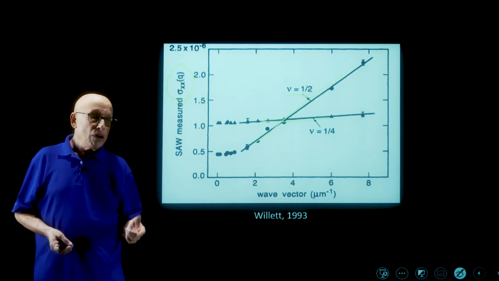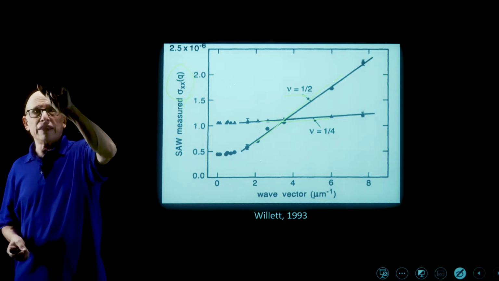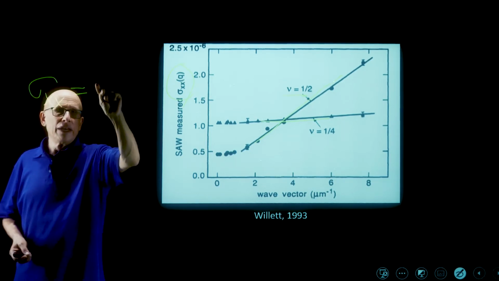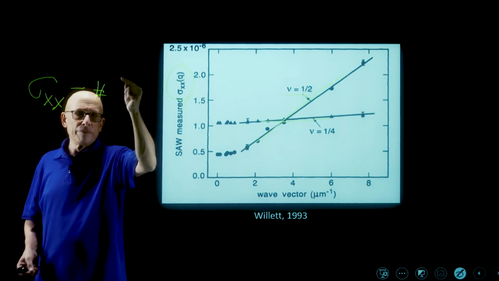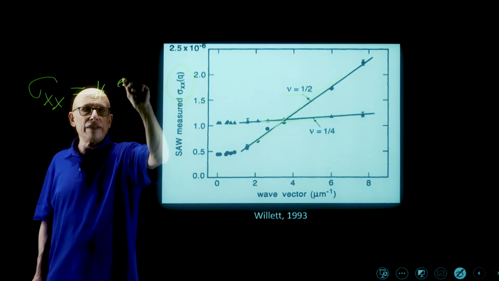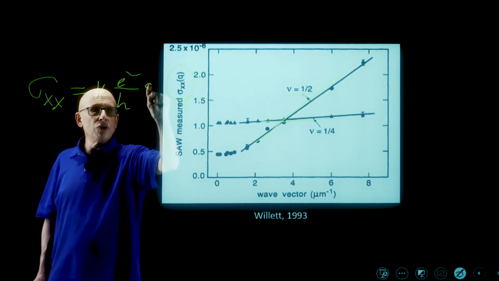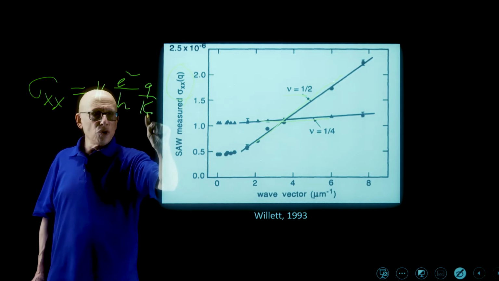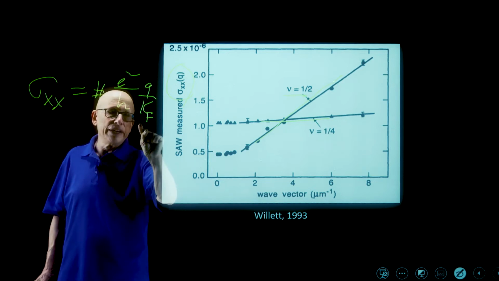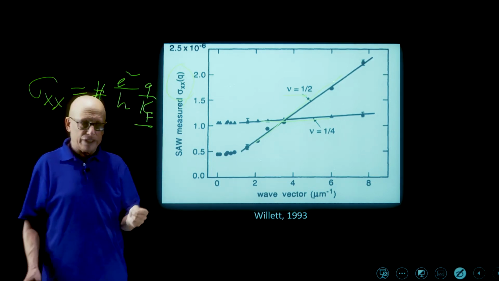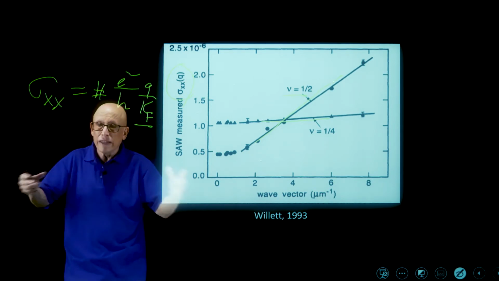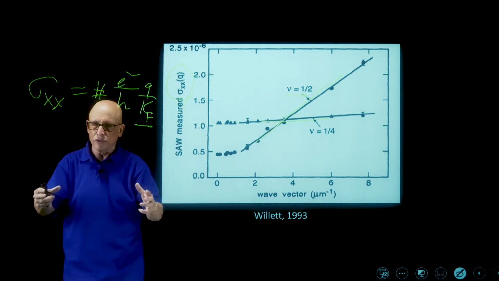of q? I think that this comes out of the fact that the expression that we get is sigma xx being, up to some number, some combination of pure numbers, being e squared over h q over kf. So the only system-dependent quantity that comes in here is kf. E squared and h, of course, are universal constants. It's only kf that comes in here. And kf is determined by the density, and the density we control.